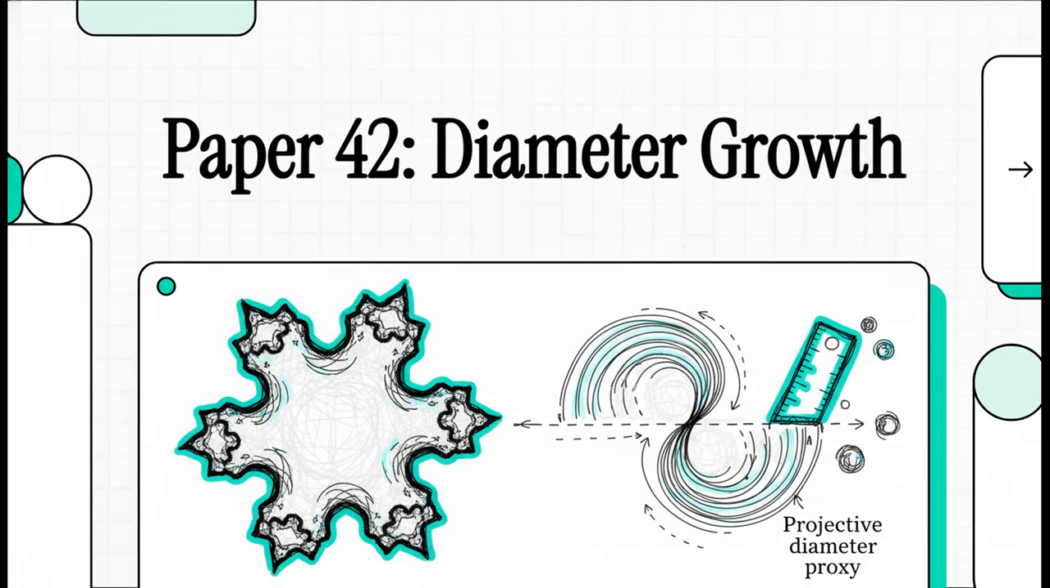All right, let's get right into it. Today, we're taking a close look at paper 42. Think of this as a piece of focused numerical detective work. The core question here is what happens to the geometry of our system right at the edge of the mixing boundary. And the main tool for this investigation is something called the projective-diameter proxy.